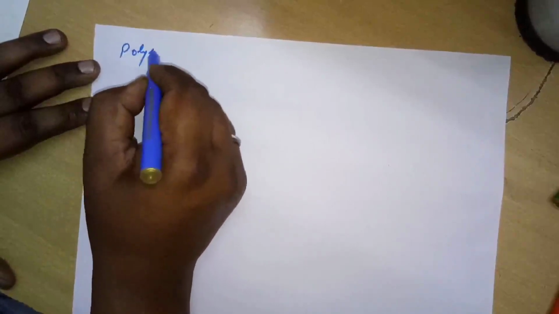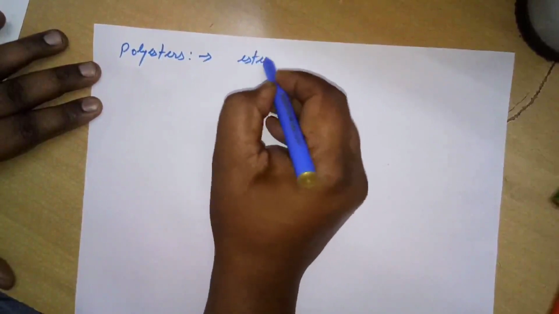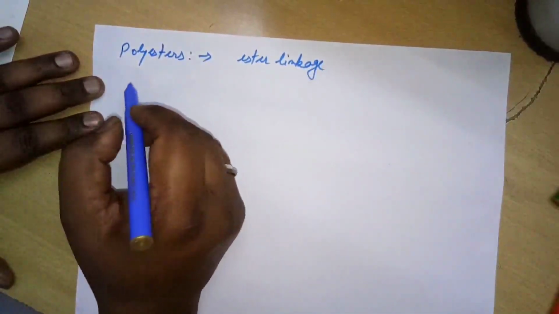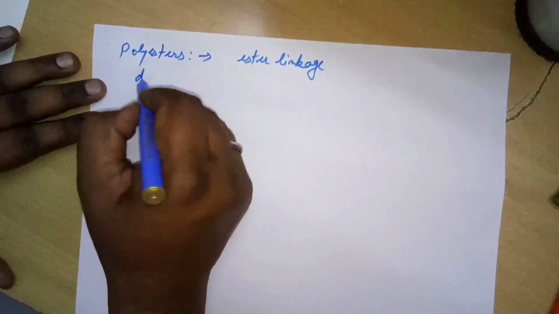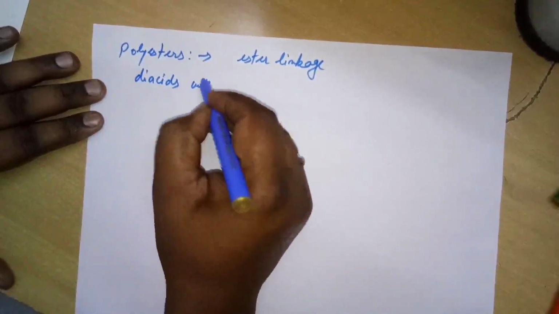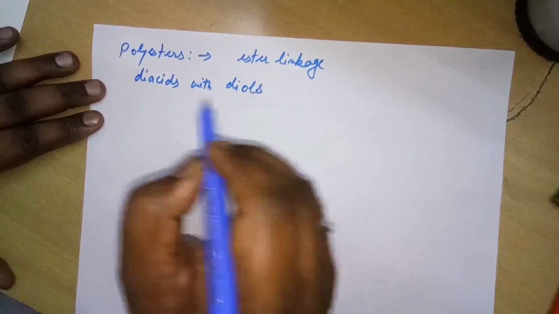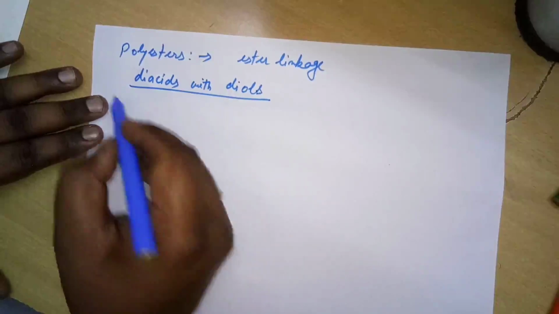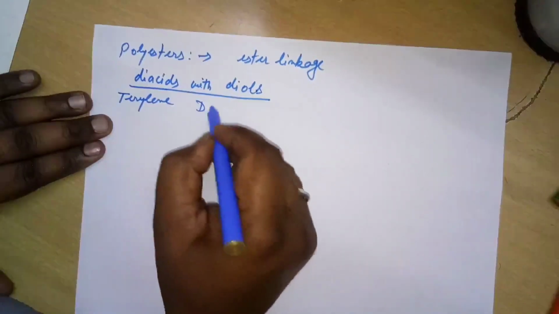Next condensation polymer is polyester. Polyesters are those which contain ester linkage and are prepared by the condensation polymerization of diacid with diols, diacid with diol. The best example is terylene or dacron.